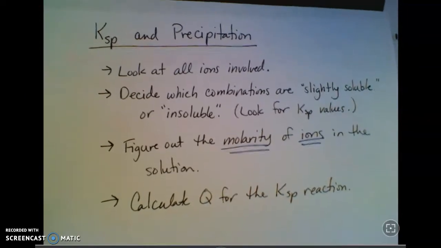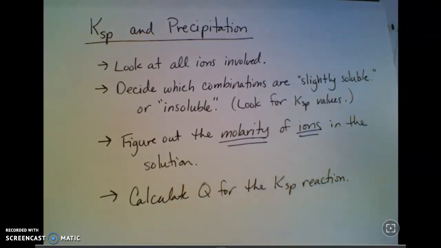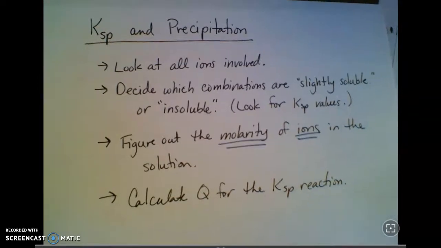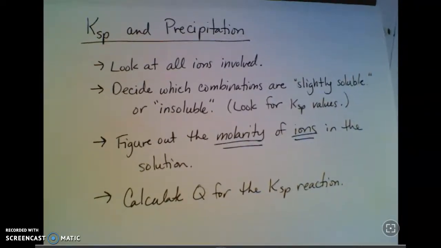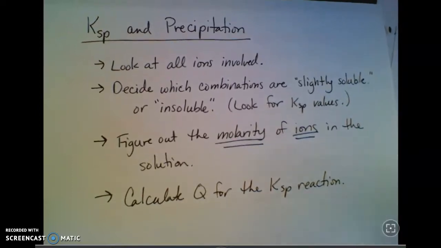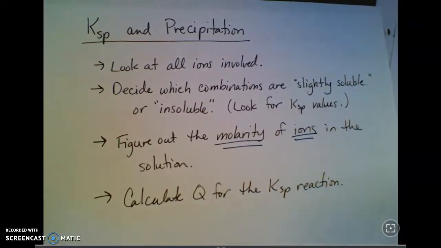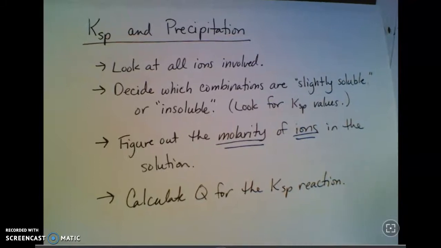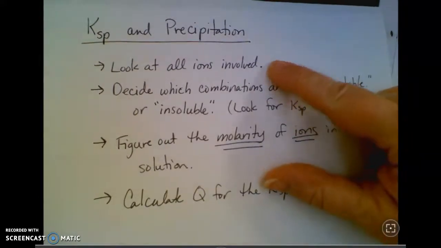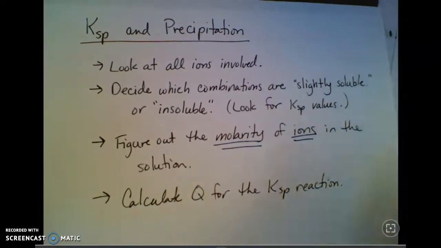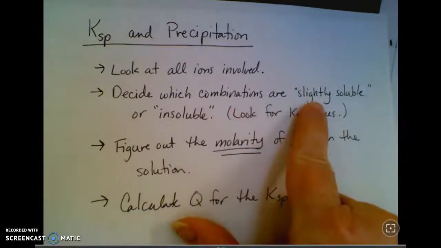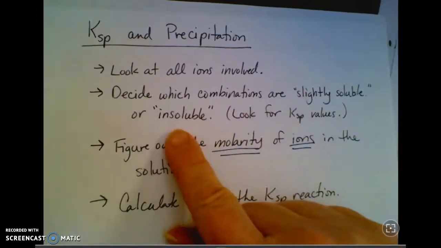A lot of times it will ask you, these two substances are being combined, will a precipitate form? And so this is how you use Ksp to answer that question. I've got 4 steps here basically, and then I'll show you an example of how to follow through with that. So the first thing you need to do is look at all the ions that are involved. It's going to give you 2 substances, and so just figure out which ones are going to form something that is either slightly soluble or insoluble.